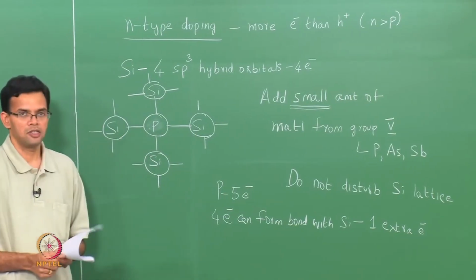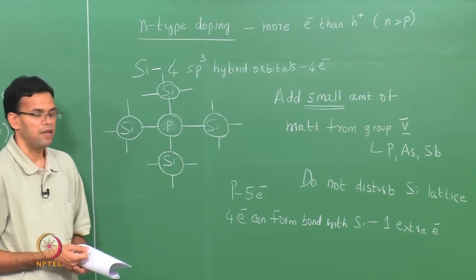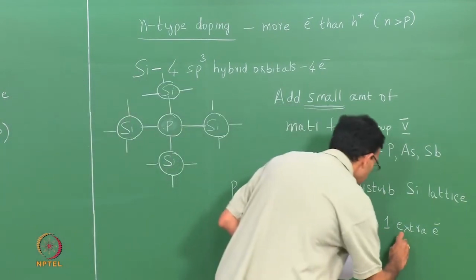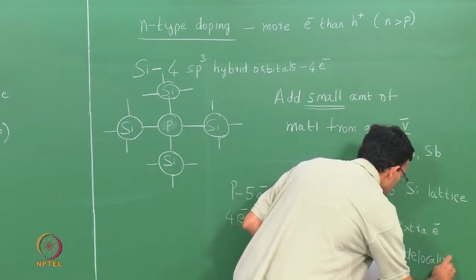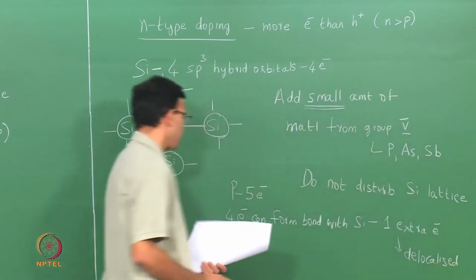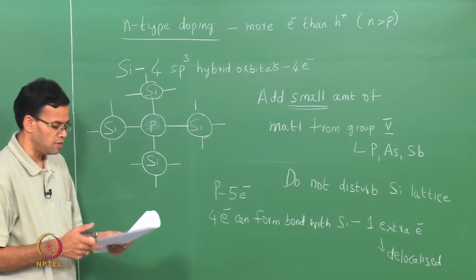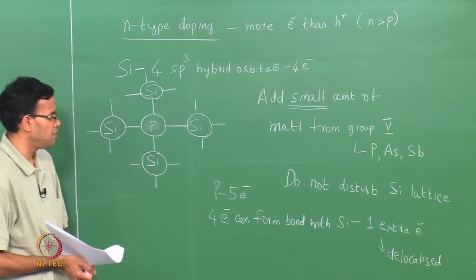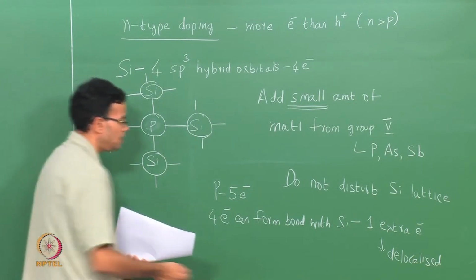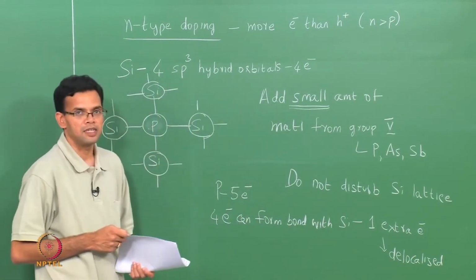Now, this extra electron that is available can be delocalized and it can be made available for conduction. So, by adding phosphorus atoms, for each phosphorus atom you have created one extra electron in the system. The question of course is how much energy does this electron have, and is it easy to make it delocalized at room temperature. Let us look at that calculation next.